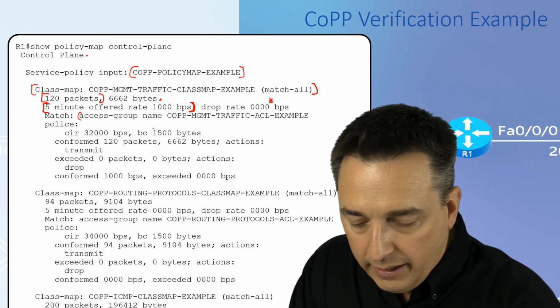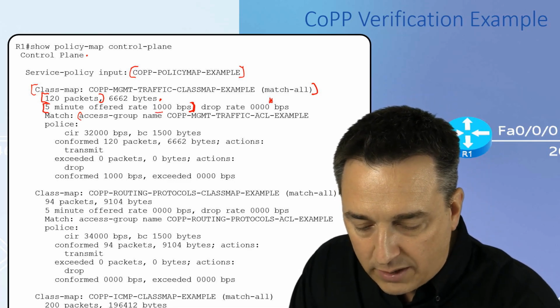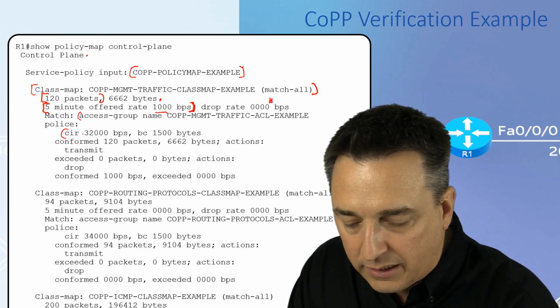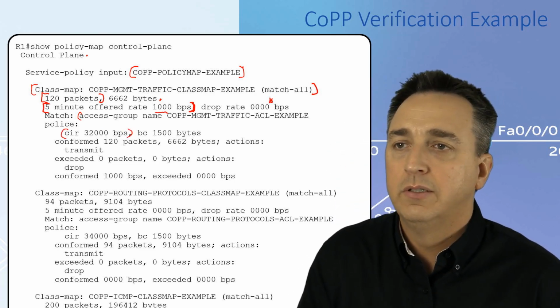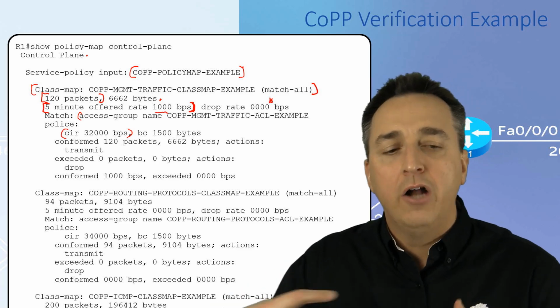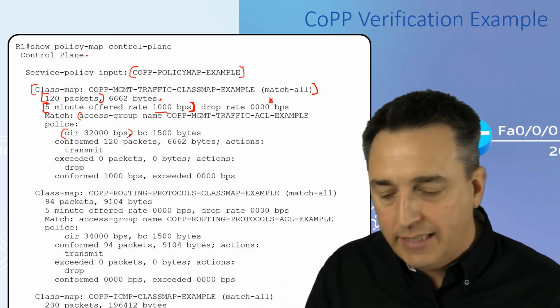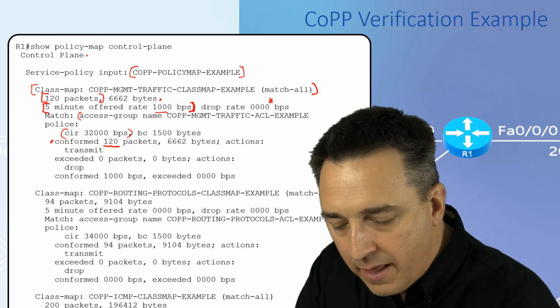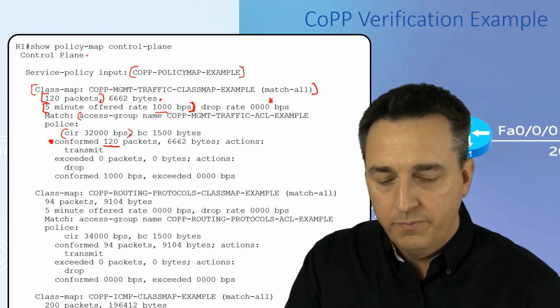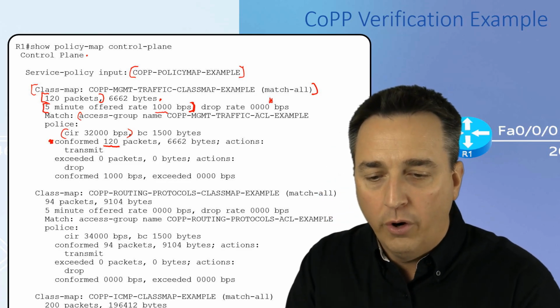All right, but you'll see here, let's go back to our rate. 5-minute offered rate is 1,000. What is our policing rate? It's 32,000 bits per second, folks. That's what it is. So we are well under 32,000 bits per second. What does that mean? That means that all 120 packets so far have conformed.